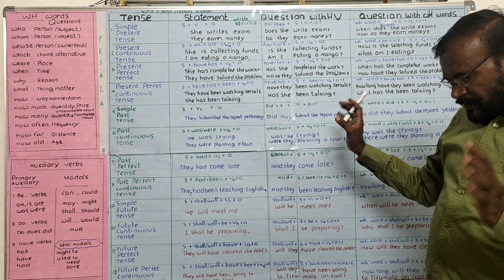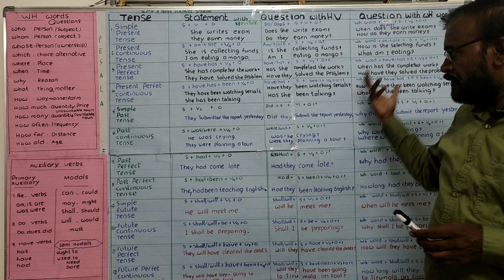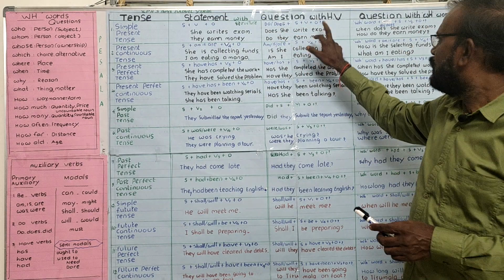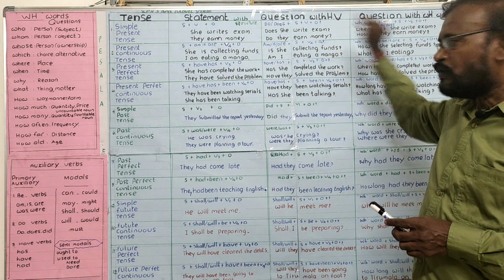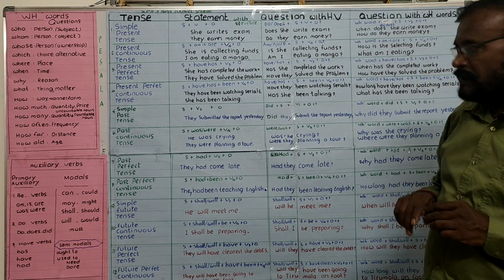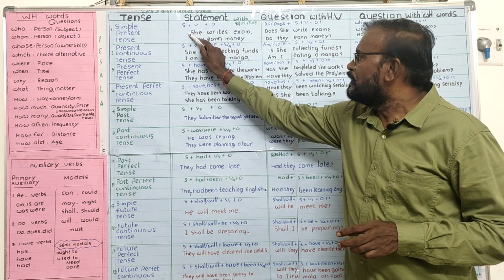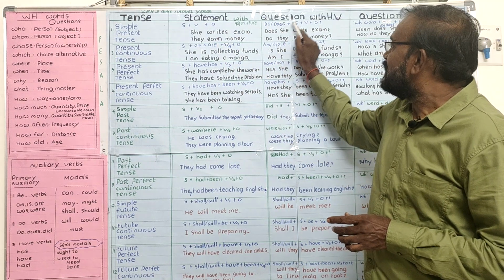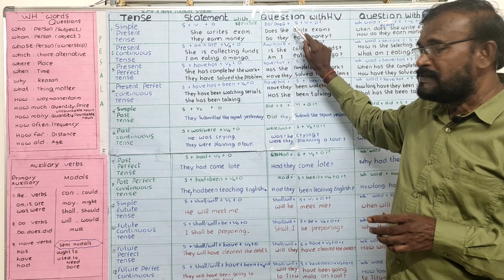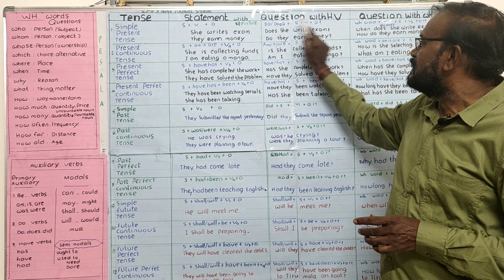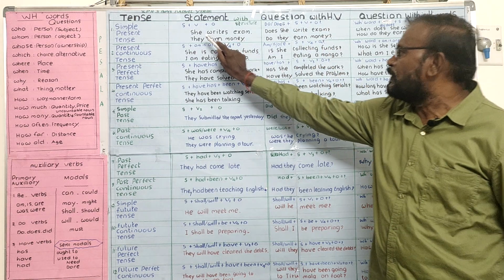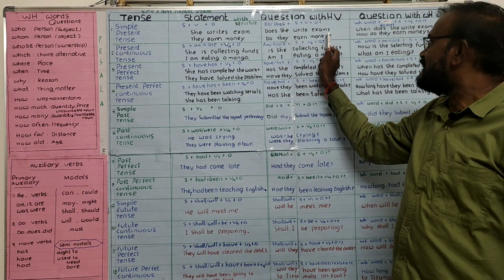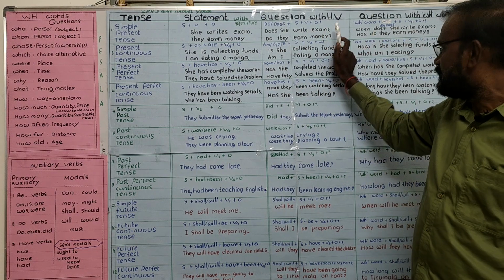As I have already told you, when we want to prepare a yes or no type question or WH word question, first of all we have to see the statement, and on the basis of the structure of a yes or no type question, we have to transform it like this. For example, she writes exam. Does she write exam? It is the process of making a yes or no type question.